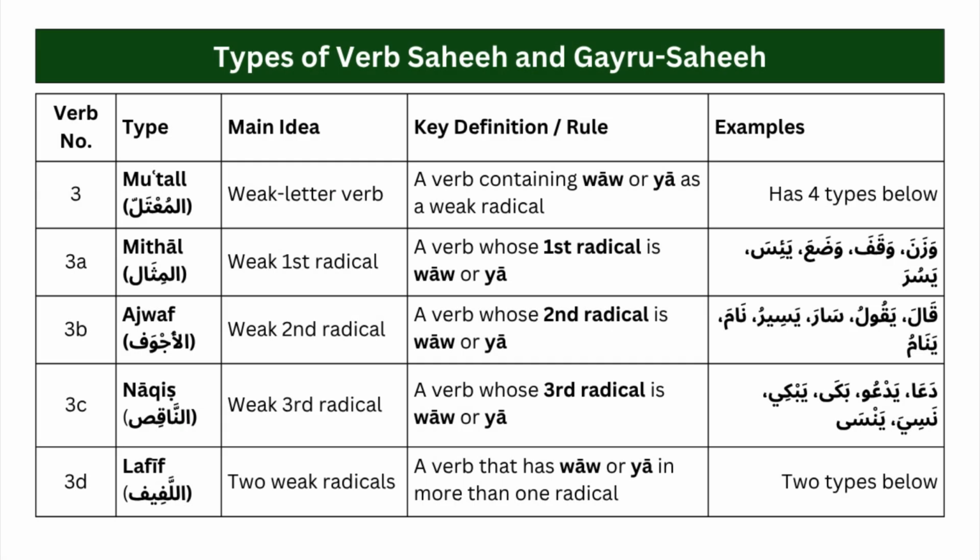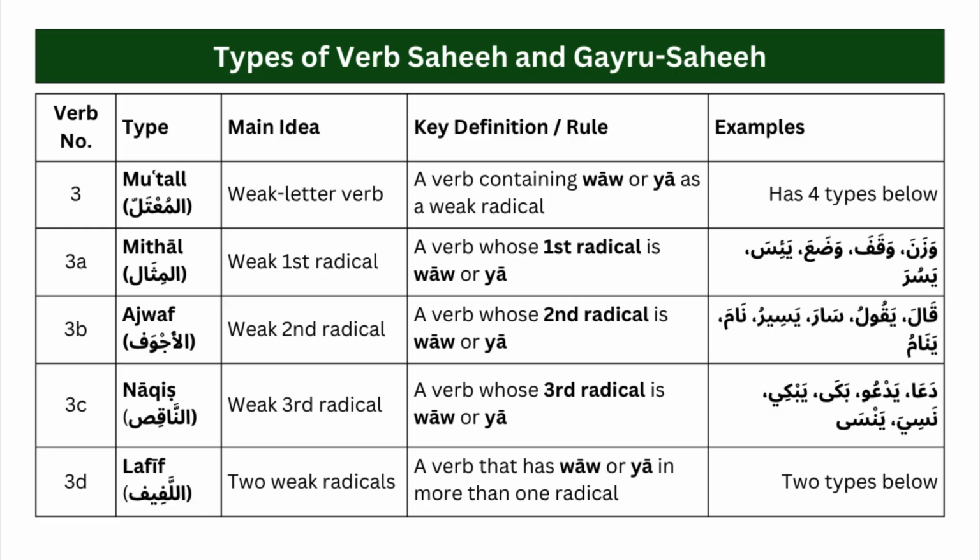The third big family is mu'tal, the weak letter verb. This is the verb that contains waw or ya as a weak radical. The slide then divides this family into 4 important types. The first subtype is mithal. This is when the weak letter comes as the first radical, so the verb begins with a weak letter. Examples include wazana, waqafa, wada'a, ya'isa, and yasura. The important thing to remember here is weak at the beginning.